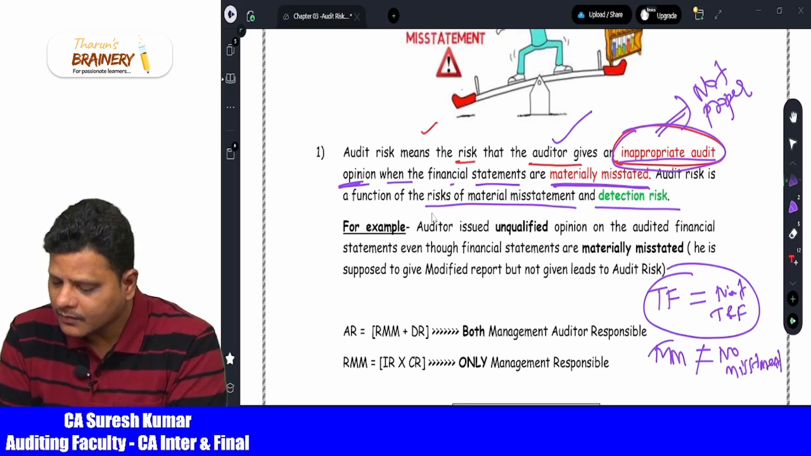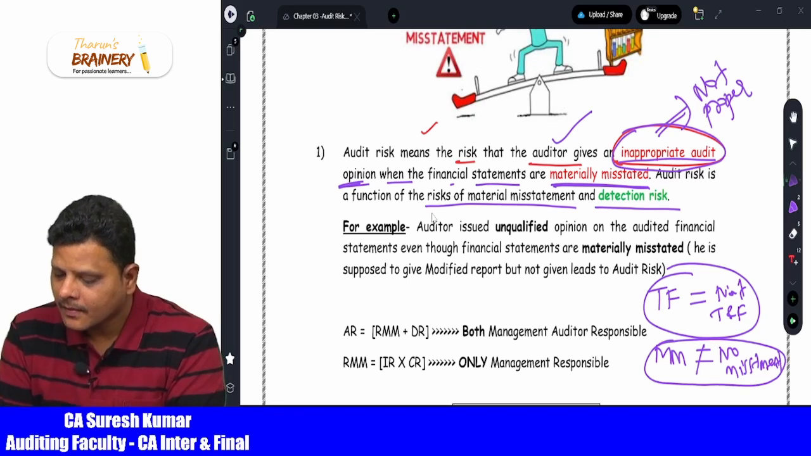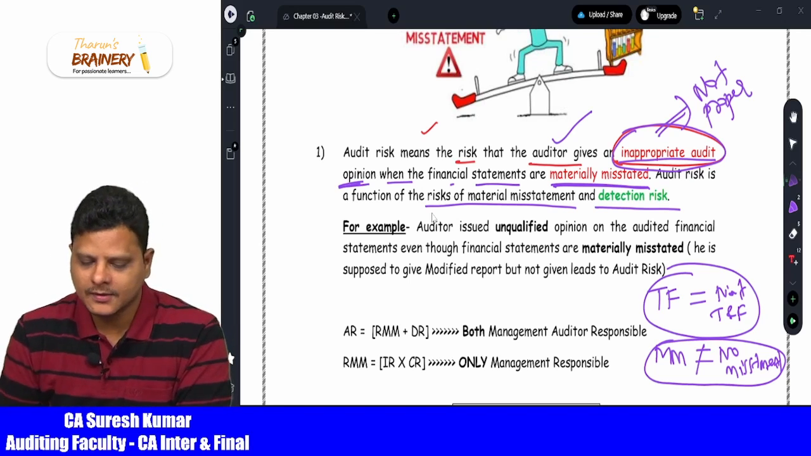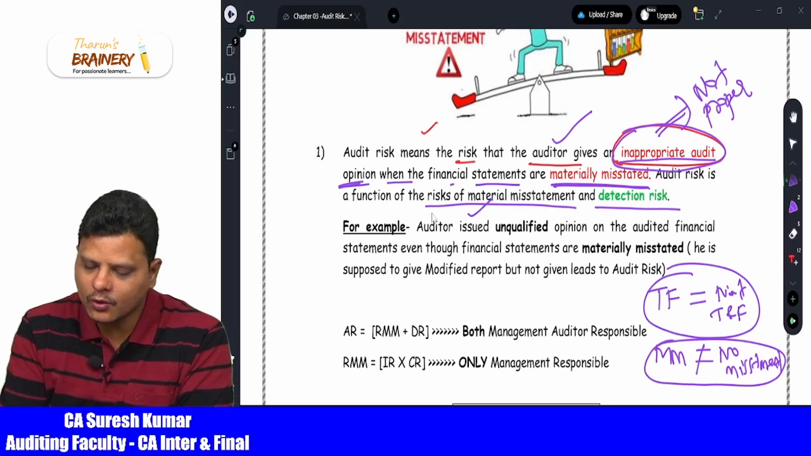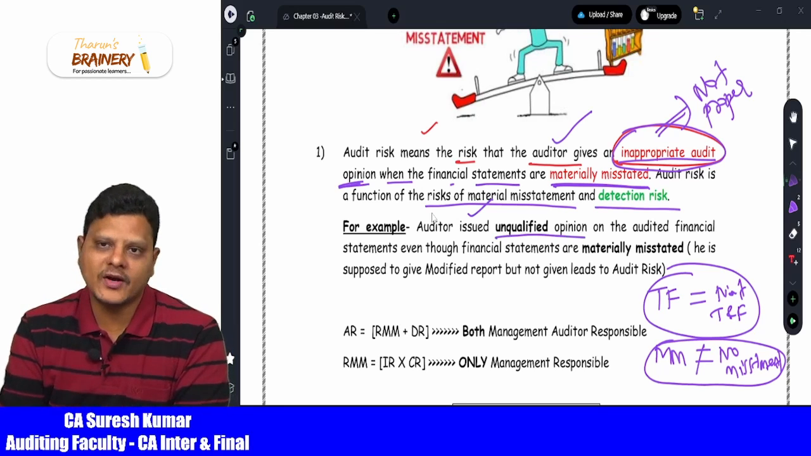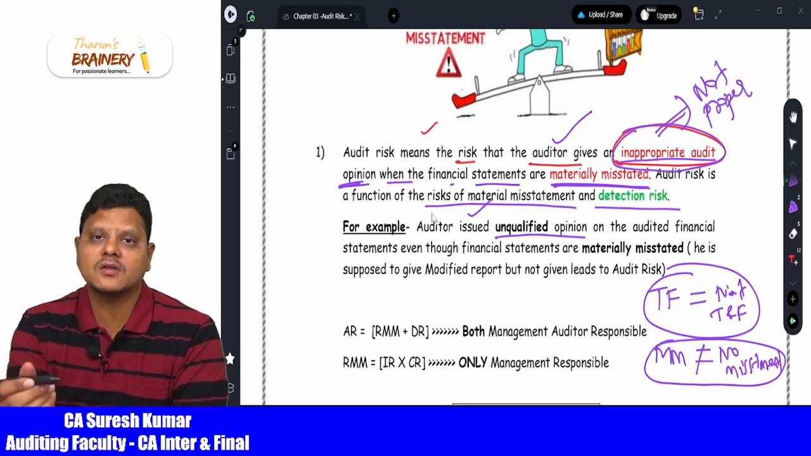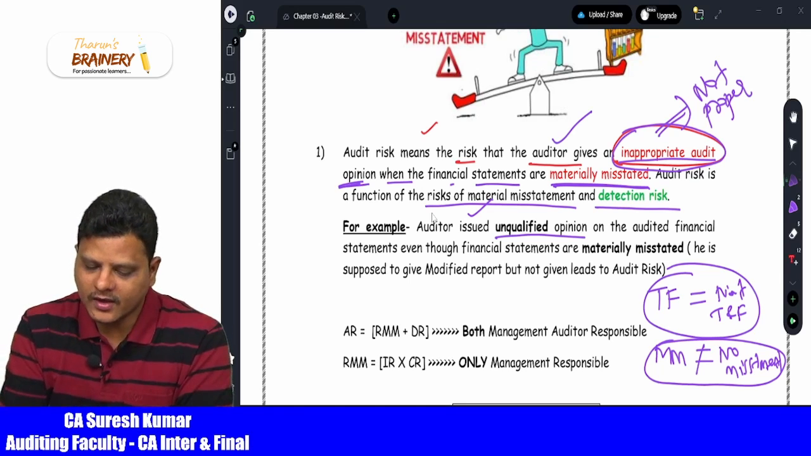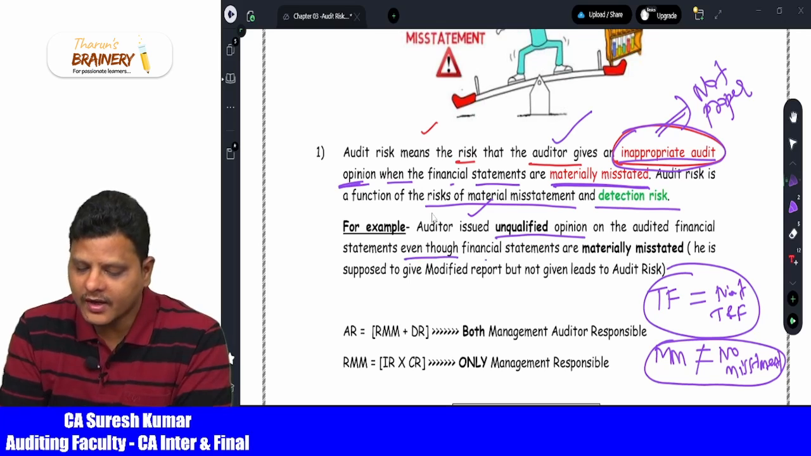This leads to audit risk, not vice versa. Example: the auditor issued an unmodified opinion. What is an unmodified opinion? An unqualified opinion. That means there are no remarks in the financial statements. It is a clean report given by the auditor on the audited financial statements, even though the financial statements are materially misstated.